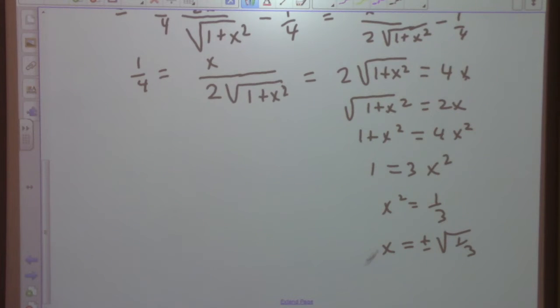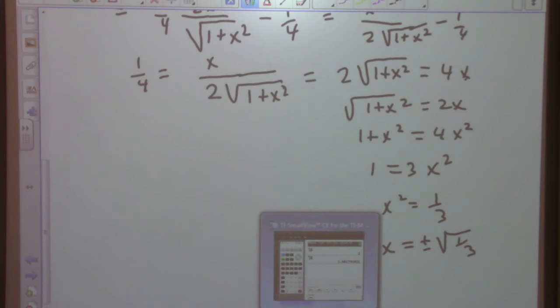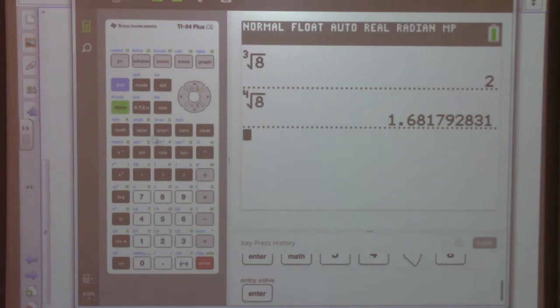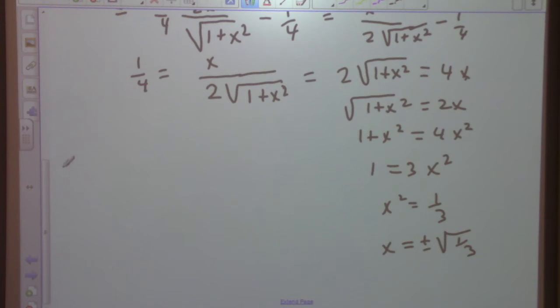I want to decimalize it. I get a better picture if I decimalize it somehow. So the square root of 1 divided by 3 is going to be about 0.577 miles.